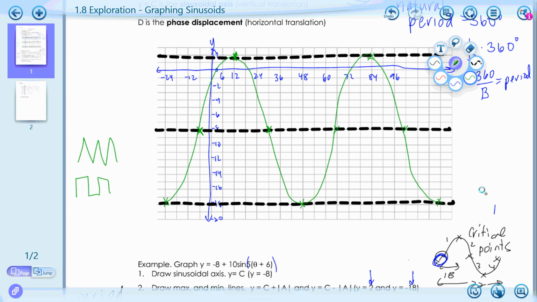Oh, one last step. I'm going to label my x-axis because I'm lazy, or my theta axis. I did do that before. I just think it's important to label your axes. Try to remember to do that. Definitely put a scale on your axes. That is not negotiable. You have to have a scale on both of your axes, or your graph is no good. Okay.